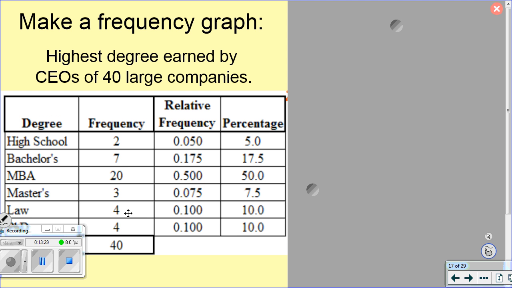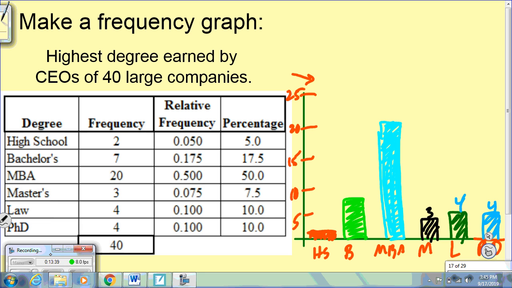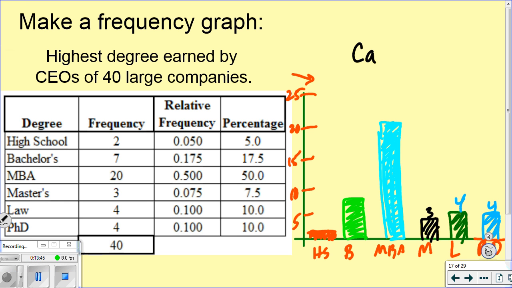So what is that going to look like as a bar graph, first of all? Okay, so here's what your bar graph is going to look like. Again, here's our table on the left. Total is still 40, right? Bar graph is going to be categorical.